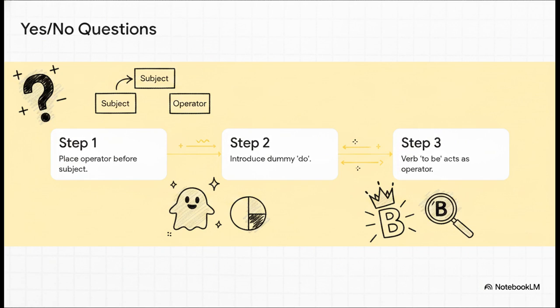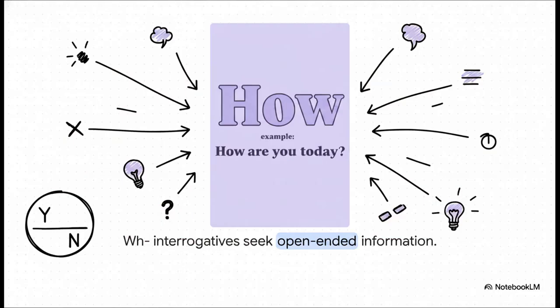English is actually quite unique among Germanic languages because we require this weird auxiliary crutch. We literally conjure up a dummy operator, do, when no other operator is present to carry the tense or facilitate that inversion. So, you like coffee magically becomes, do you like coffee? And finally, Rule 3. The verb to be is a special exception. It acts directly as its own operator. No dummy do required. Now let's contrast that with our other category, the WH interrogatives.